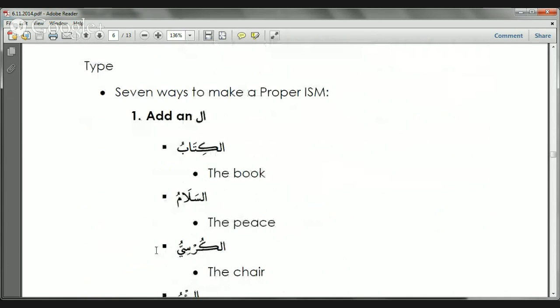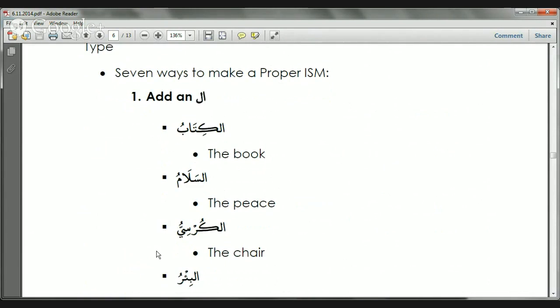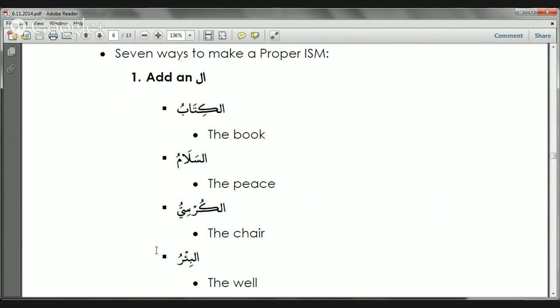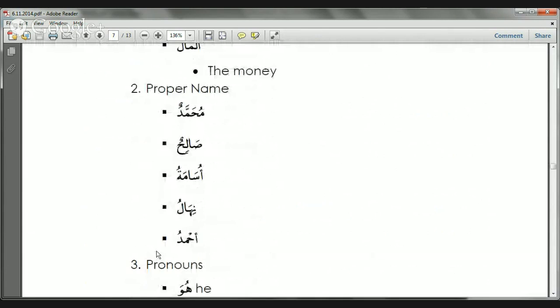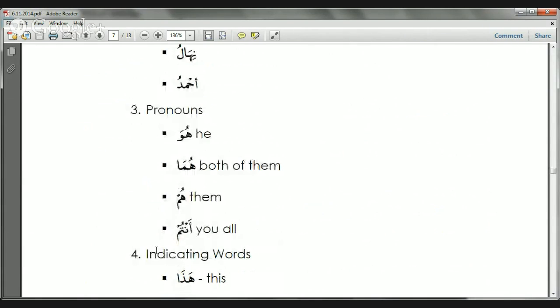Type is really boring because it's pretty straightforward. And some of the concepts of type you don't know. So there are 7 ways to make an ism proper. Number 1 is add in alif lam: al-kitabu, as-salamu, al-kursiyu, al-bi'ru. Number 2 is a proper name. Obviously, it's proper because you're specifically referring to something. Usama, Muhammad, Saleh, Ahmad. Number 3, pronouns.